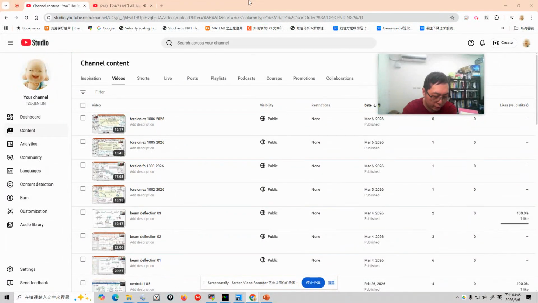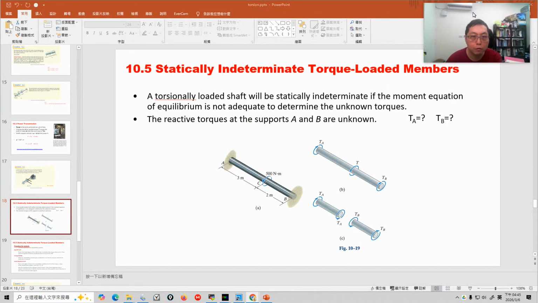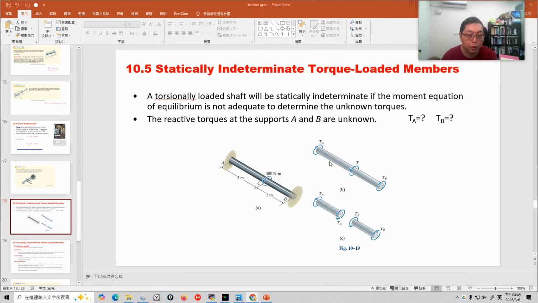Okay, hello everyone. This is a remake video for the introduction of the torsional indeterminate problem. The reason for me to remake this video is that I want to fix some sign convention issues in the previous video. So let's look at the topic of this video. This video is an introduction to the statically indeterminate torsional load problem. This is very similar to what we have learned in axial loading.